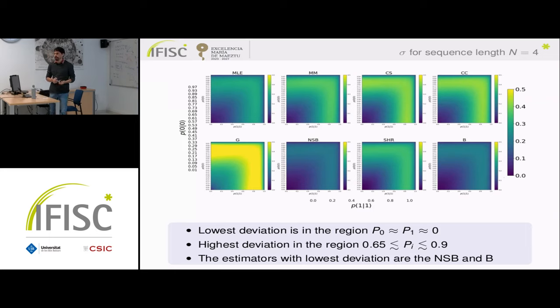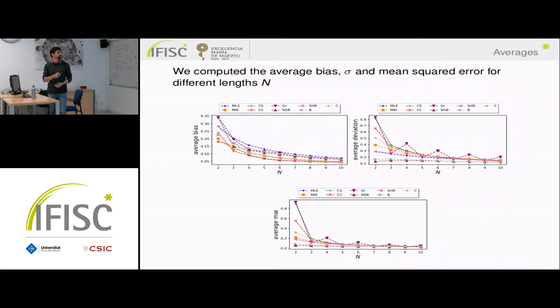Well, we wanted to see how this changes when we change the sequence length. So we did a similar analysis for different values of n, and we calculated the average bias, the average deviation, and the average mean squared error as functions of the sequence size. And we can see, in terms of bias, for example, our estimator is the red one, and it works very well. From n equal to 3, it's the one with the lowest bias. But when we consider the deviation, it's not very good. The red one has a very large deviation.